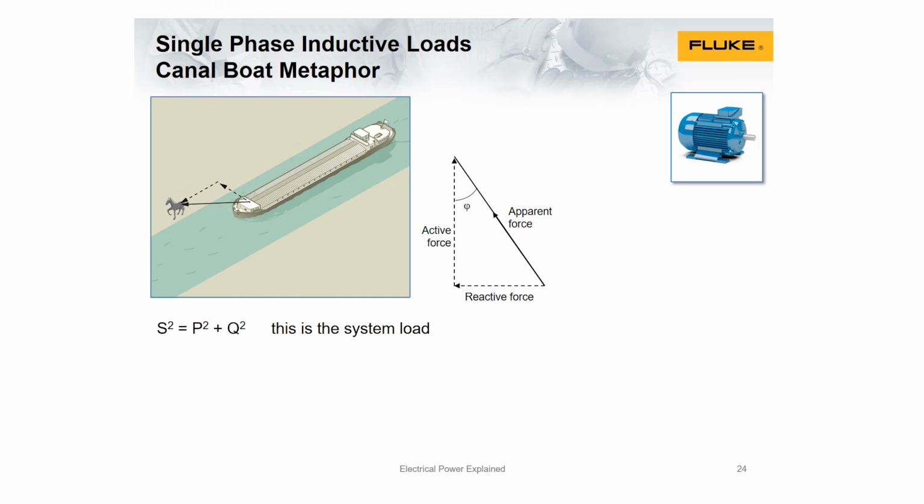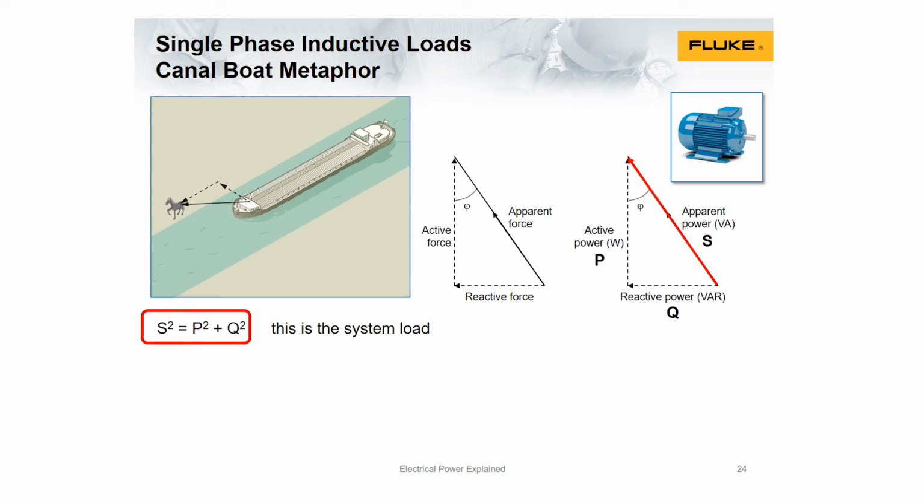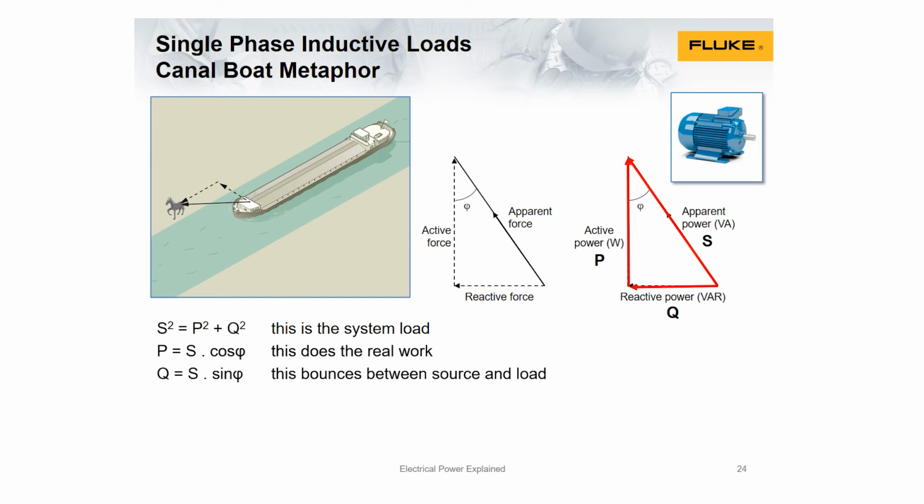The equations. Much of what we've seen so far can be summarized in these three relationships. Apparent power, S squared equals P squared plus Q squared. Active power, P equals S times cosine phi. Reactive power, Q equals S times sine phi. Note that you get the active power by multiplying the voltage by that part of the current that contributes to the active power, which is the cosine. So the angle phi between P and S is the same as that between U and I.